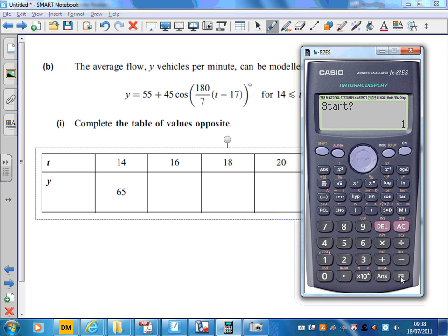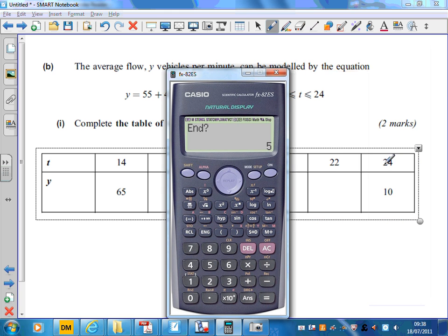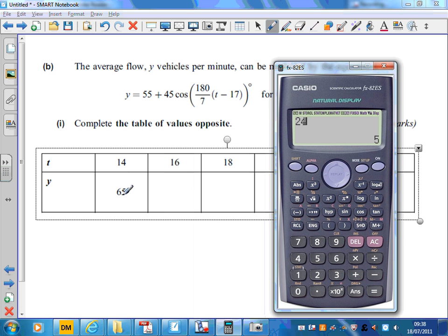Press equals, start. Okay, well, we want to start here at 14, end. Okay, well, I guess we're going to end here at 24. Now, I know we already know those two values, but this would be a good way for me to check to make sure I've got it right. Step, okay, up in twos. And there we go.